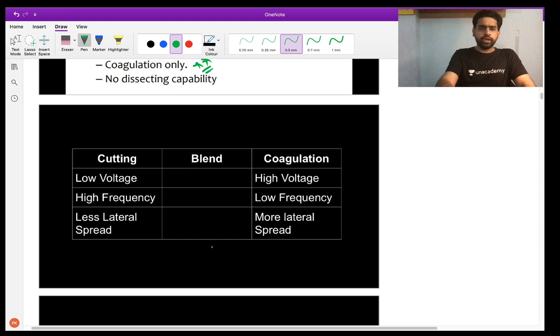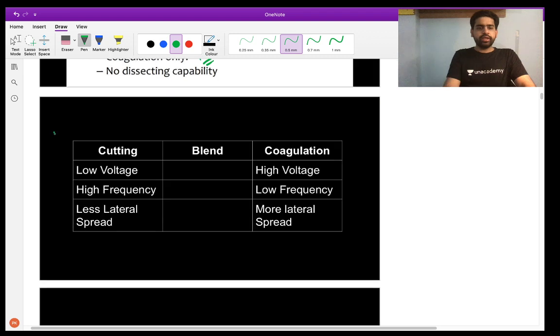Now, this table is absolutely very important for you. What we just saw were the instruments, like the monopolar and the bipolar diathermy. This is a cutting current which can pass through and a coagulation current which we can pass through. So what are the characteristics of these currents? Cutting current is a low voltage and high frequency current. On the other hand, coagulation current is a high voltage but low frequency current. So this is something which you should remember: cutting is low voltage, high frequency, and coagulation is high voltage, low frequency.